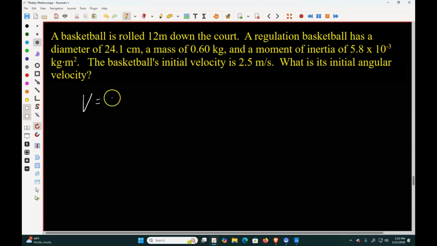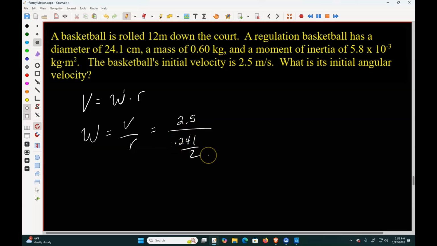The velocity is equal to omega r. So omega then is equal to velocity over r. So it's going to be 2.5 meters per second, and my radius is 0.241 halved, which is half the diameter. So this is 20.75 radians per second. That will be its angular velocity.